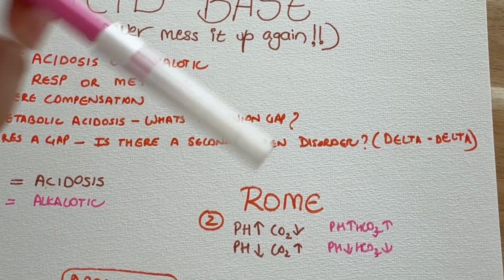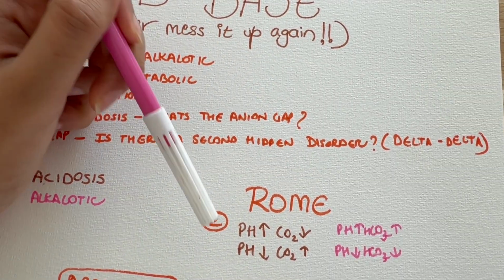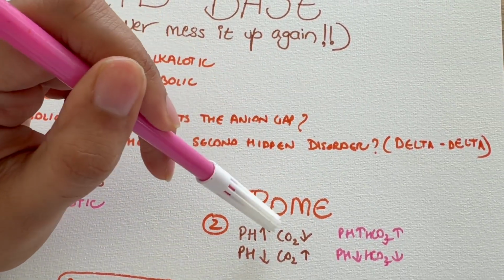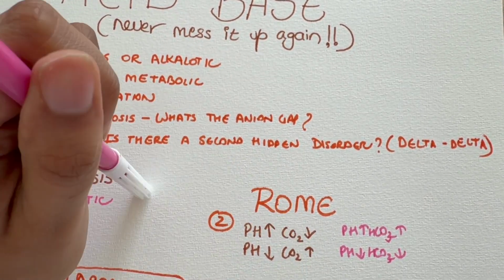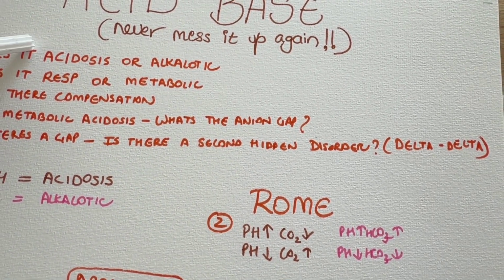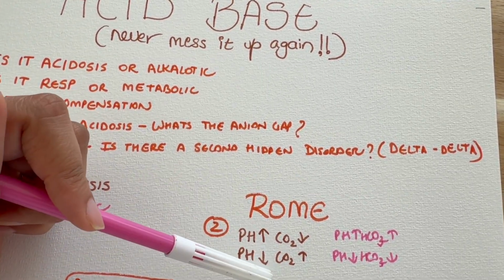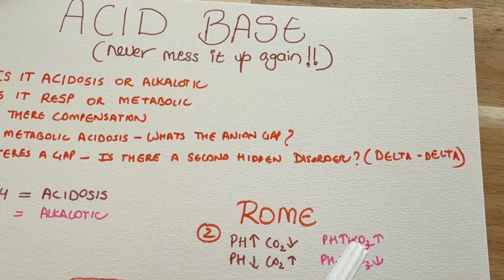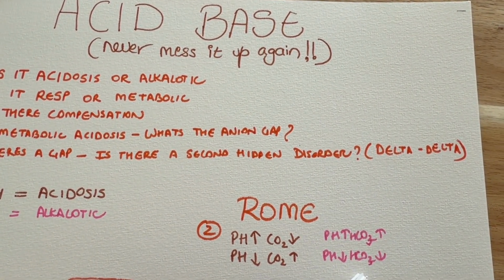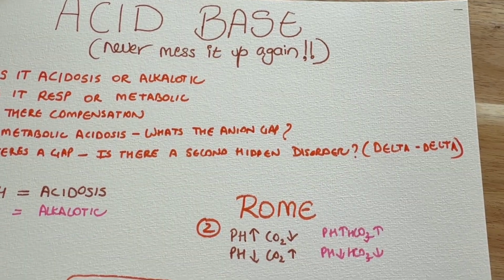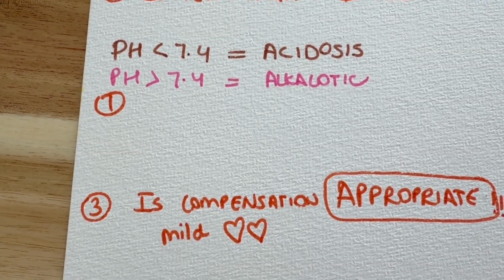Second, the ROME thing. Everybody knows this. Respiratory opposite, metabolic equal. What does that mean? pH goes up, CO2 goes down. pH goes down, CO2 goes up. So essentially, in respiratory disorders, pH and CO2 move in opposite directions. In metabolic disorders, pH and bicarb move in the same direction. Got it? Perfect.